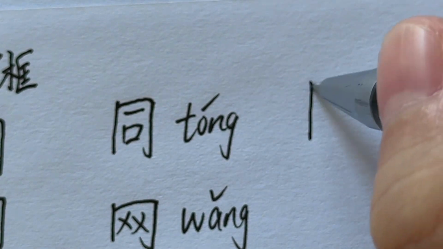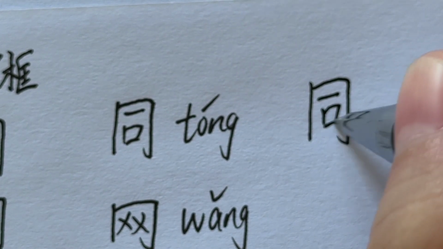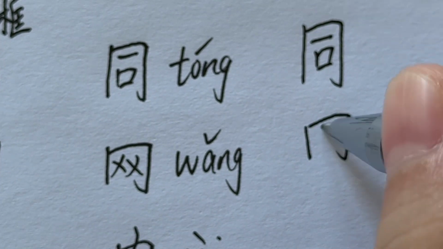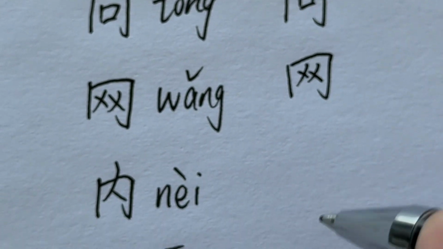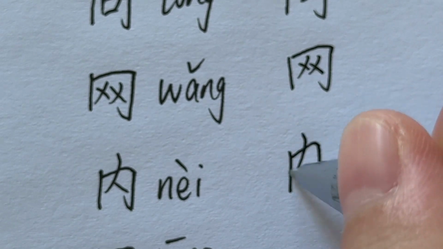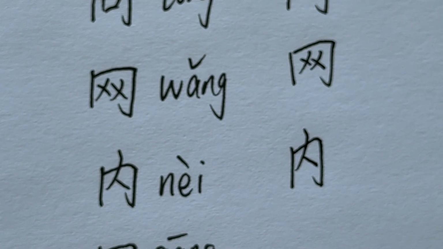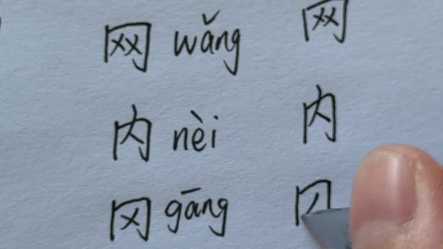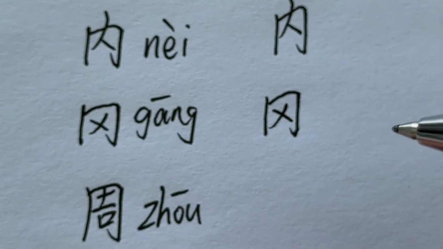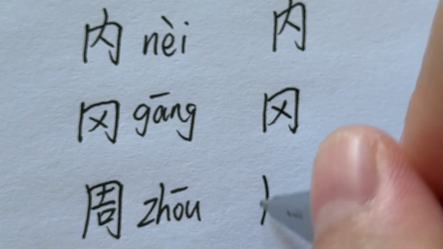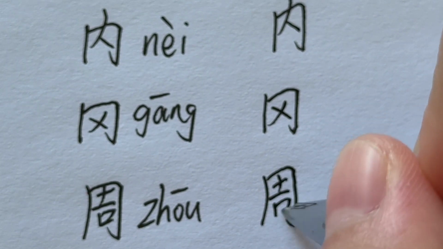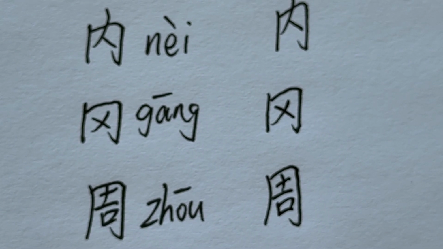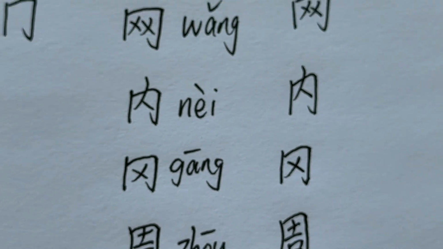同, the same. 往, net. 内, inside. 刚, ridge. 周, weak. Surround. 同字框.